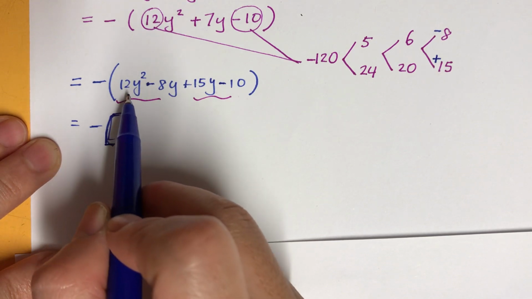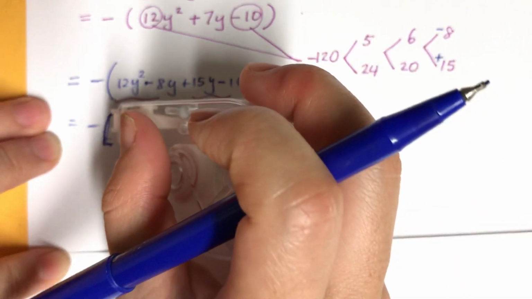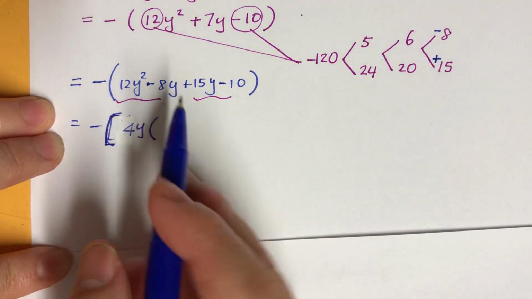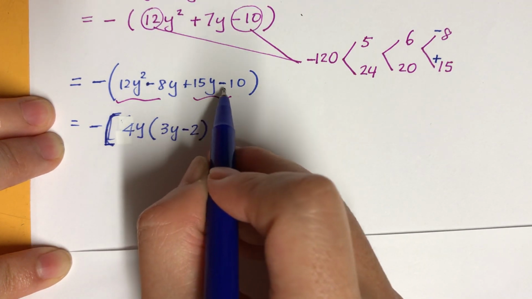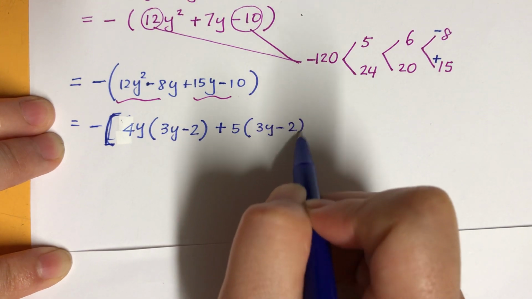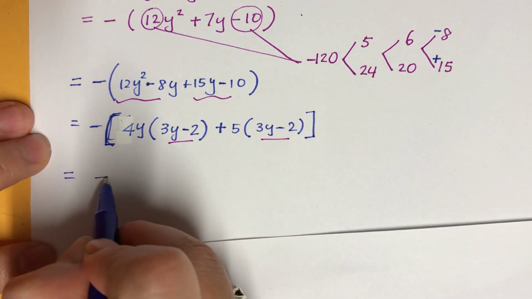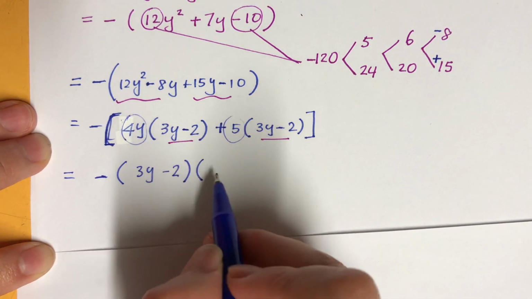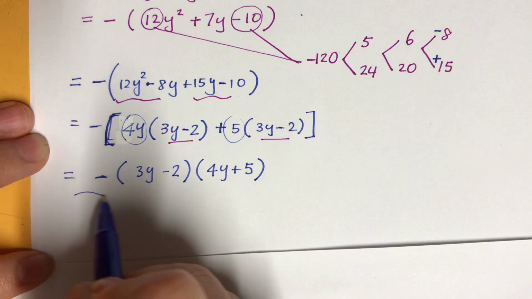So what's a common factor of 12y squared minus 8y? I could do 4y, so taking 4y out. If I take 4y out, I'll be left with 3y inside minus 2. Okay, and then plus 15y minus 10. What's a common factor? 5. And if I take 5 out, it'll be 3y minus 2. Excellent. So what that means is I have a common factor still there. So it equals minus, this time I'm going to write 3y minus 2, and I'm going to put all the other leftover ones, 4y plus 5. Okay, so that's your answer.